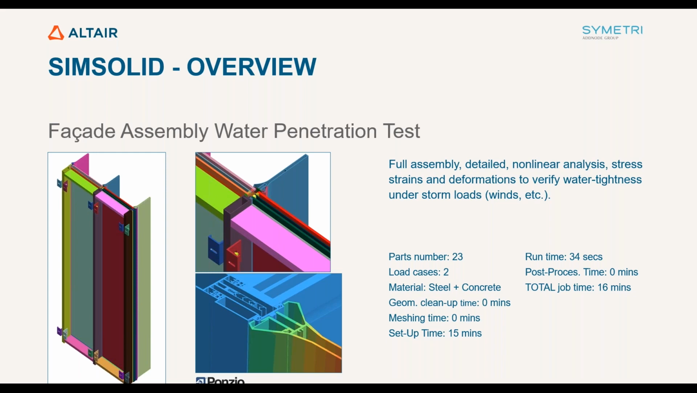Again, you can see this comprises 23 parts, 2 different load cases, different materials. You can see there's no cleanup time. It works on the geometry as it is. Meshing is the process of breaking the geometry down into different types of elements. The only time required is basically setup time, which is about 50 minutes, and it runs very, very fast. So you can do the whole process within 16 minutes and then repeat that if you have multiple design cases.